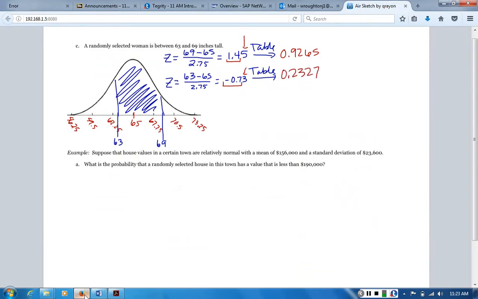So then to actually find my probability, just like I taught myself here with that rule, I'm going to take the one probability, the higher one, minus the lower one, to get me 0.6938.